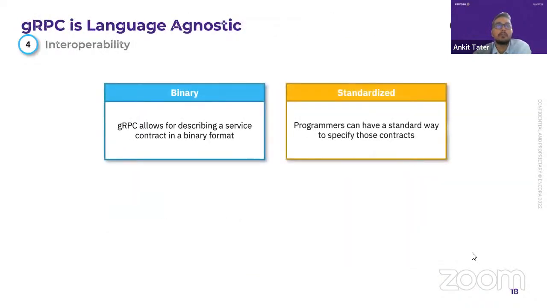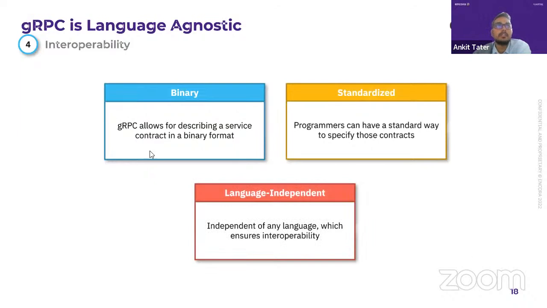Next, we have interoperability. So gRPC allows describing a service contract in a binary format, right? You create a .proto file, but the communication happens in binary data. Programmers can have a standard way to specify those contracts, right? Like you define your APIs in RESTful APIs, you write your exposed APIs in your controller file. Here you actually write everything in your .proto file, right? All your contracts and everything are managed in your .proto file.